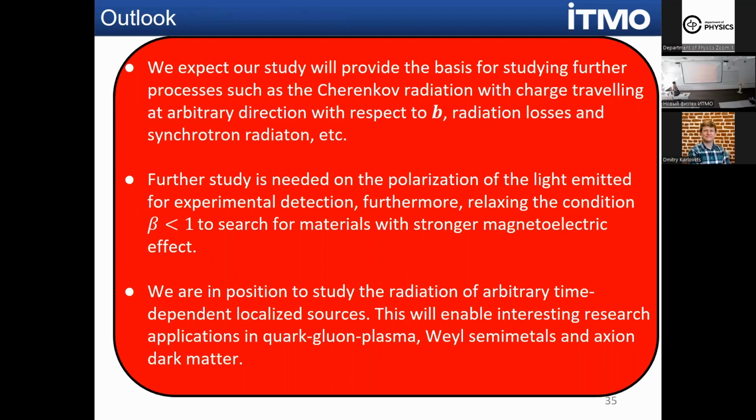Also to study radiation losses and synchrotron radiation, etc. We need to do further study on the polarization of the light emitted for experimental detection. And furthermore, we have to relax the condition beta to describe materials with a stronger magnetic field.